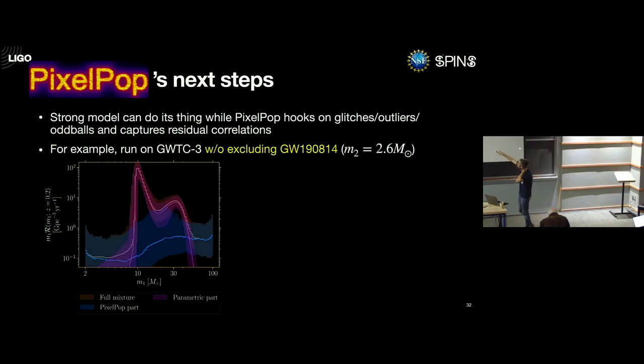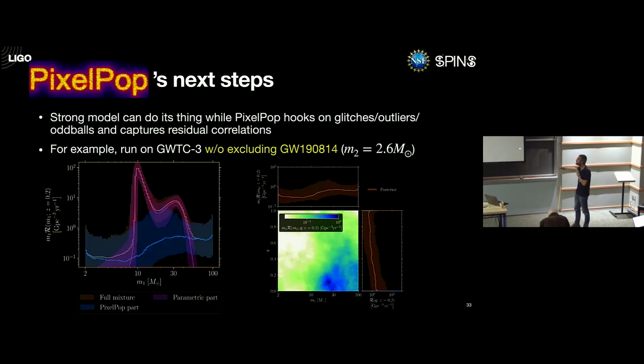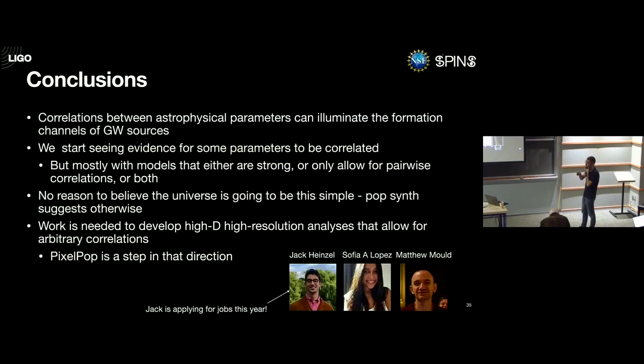It becomes more impressive if you look at the Pixel Pop part only in the M1, M2 plane. You see this blue blob here, and sure enough, if you put the posterior of 1914, it's there. So basically what this is doing is that the Pixel Pop part is getting 1914 for you and making it so that the strong model doesn't get biased, or doesn't pay a price for it. Okay, I'm still doing great with time because I only have 1 slide left.